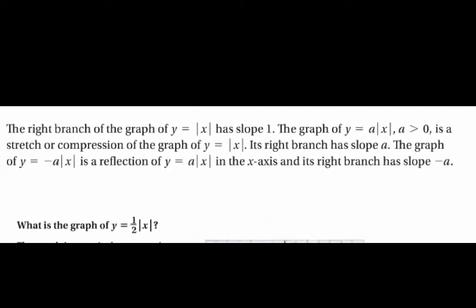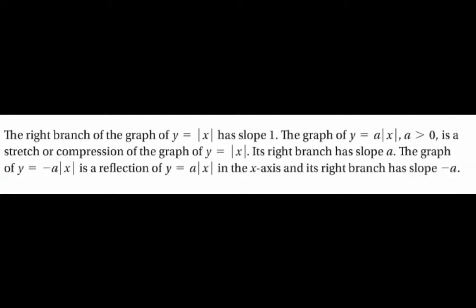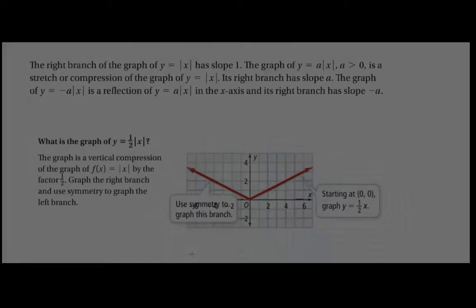The right branch of the graph of y equals the absolute value of x has a slope of 1. The graph of y equals some value a times the absolute value of x, with a being greater than 0, is a stretch or compression of the graph y equals absolute value of x. Its right branch has a slope of a. The graph of y equals negative a times the absolute value of x is a reflection of y equals a times the absolute value of x in the x-axis, and its right branch has a slope of negative a.